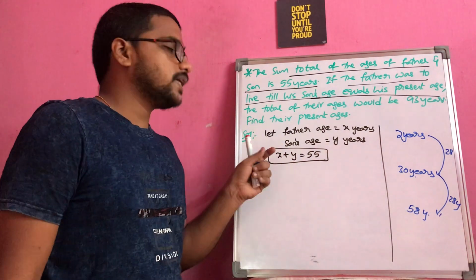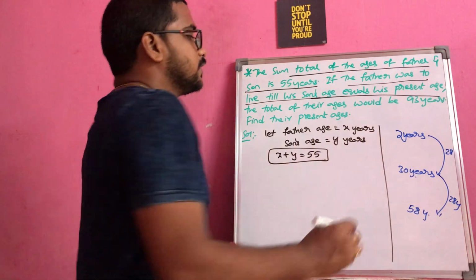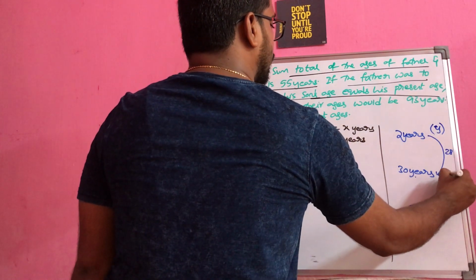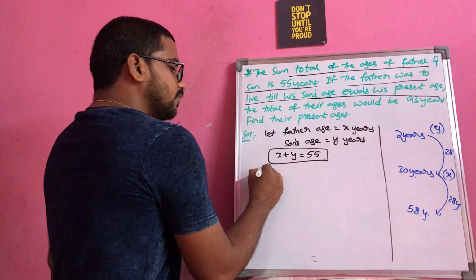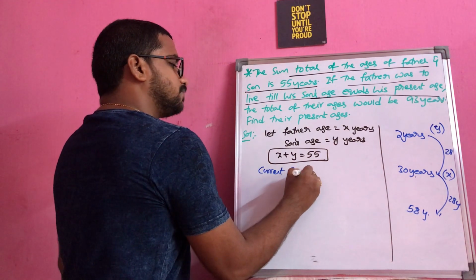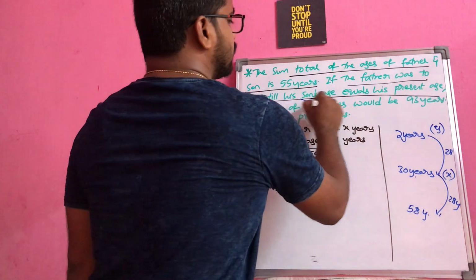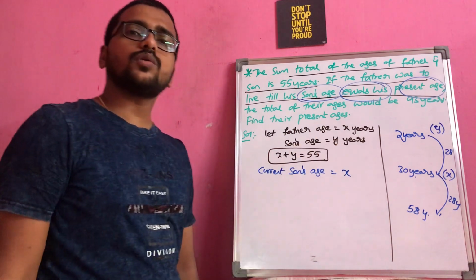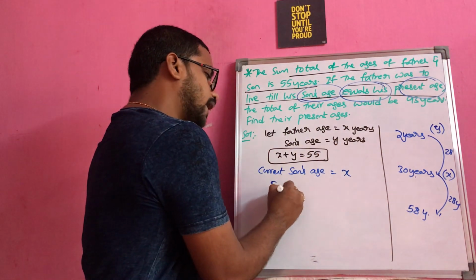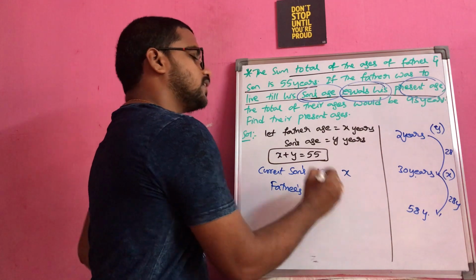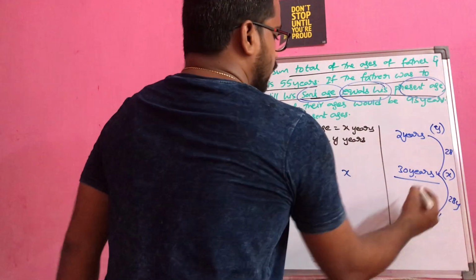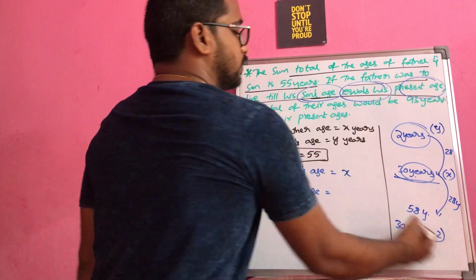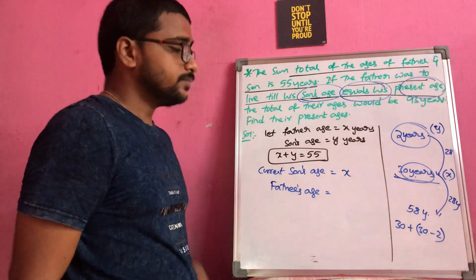Now let us try to understand the same example with this one. The son's age is y years, the father's age is x years. Now the son's age should become equal to the father's present age. So that means the son's age is becoming x. Now what will be the father's age? You just understand here how we got 58. We have 30 plus 30 minus 2, that is 28. That is how you got 58 years.